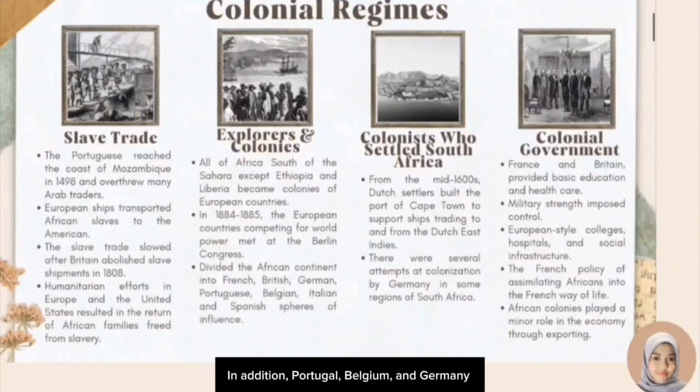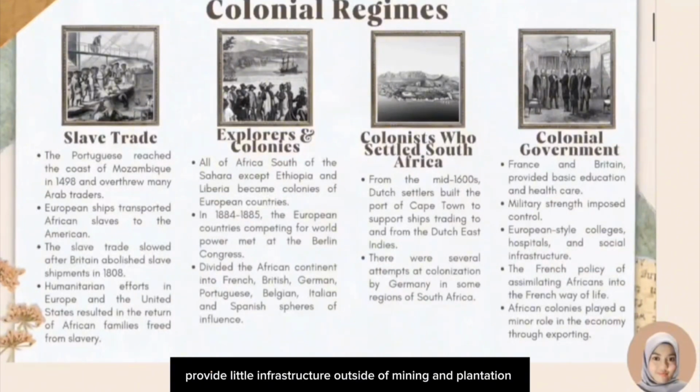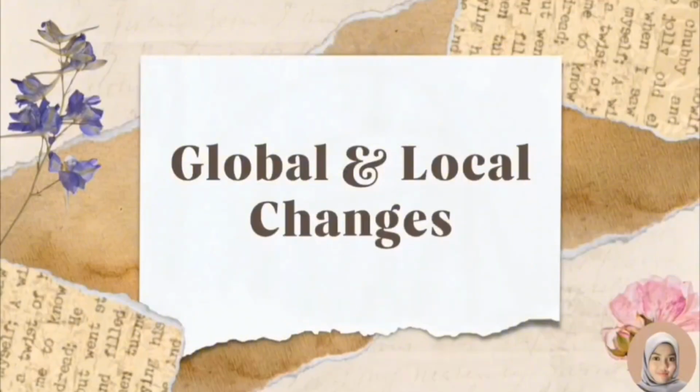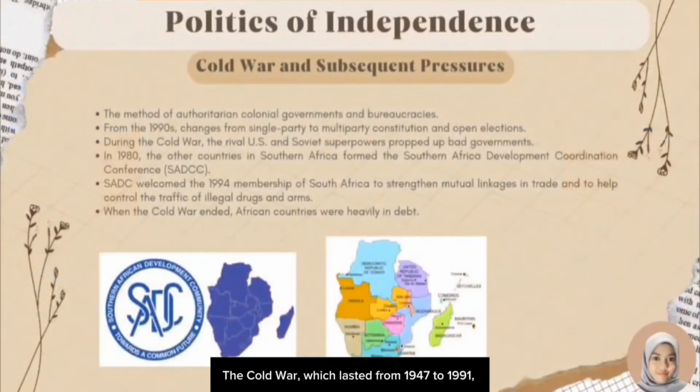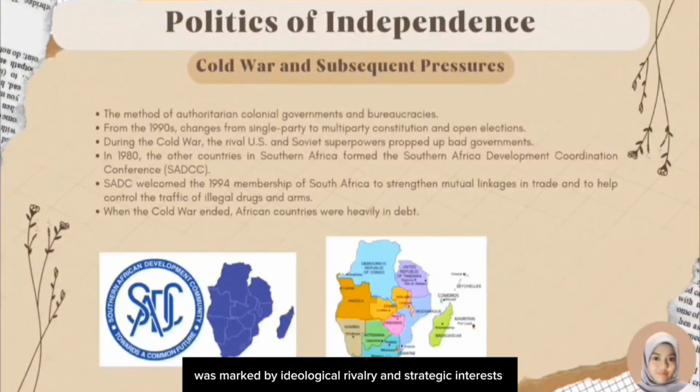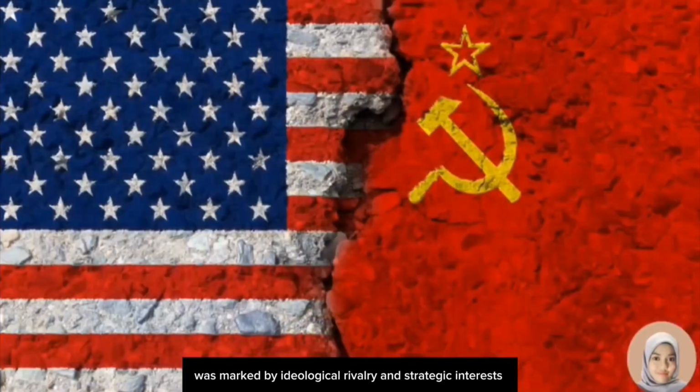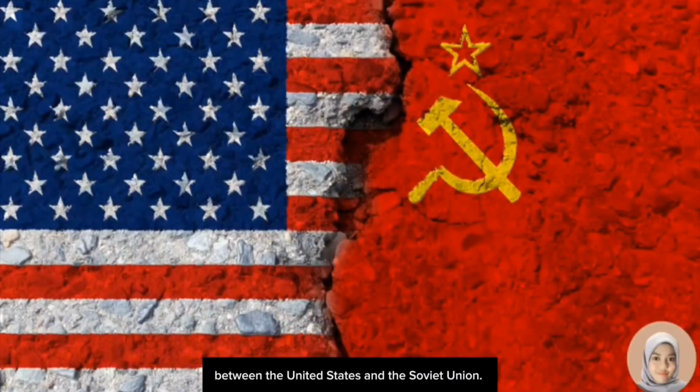In addition, Portugal, Belgium, and Germany provided little infrastructure outside of mining and plantation areas and limited the level of education and prospects. The Cold War, which lasted from 1947 to 1991, was marked by ideological rivalry and strategic interests between the United States and the Soviet Union.